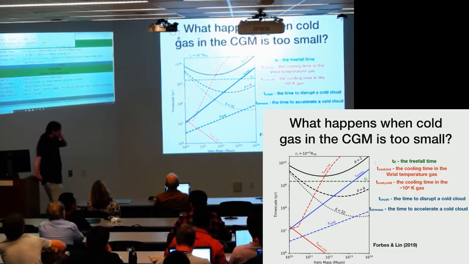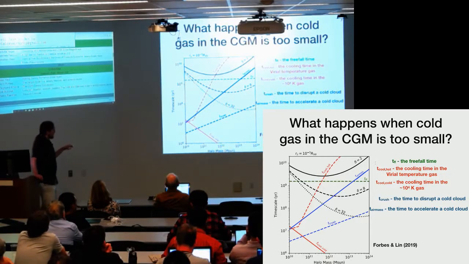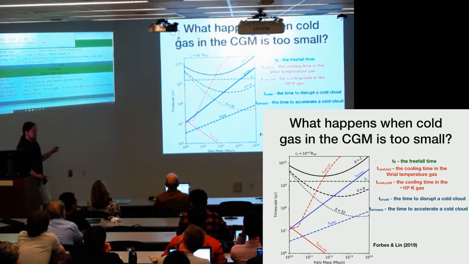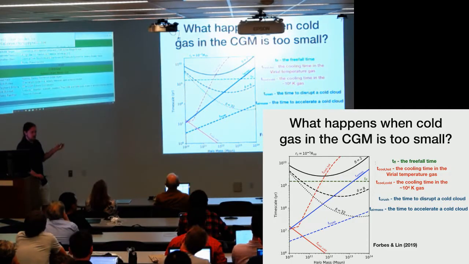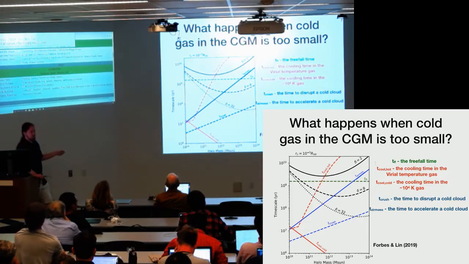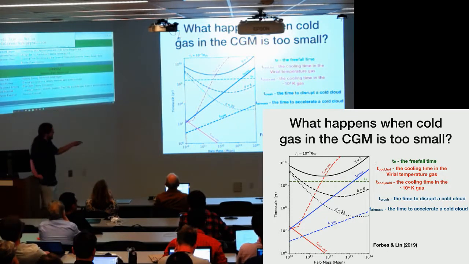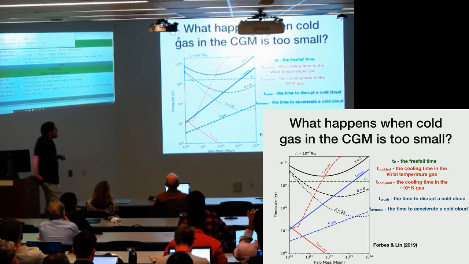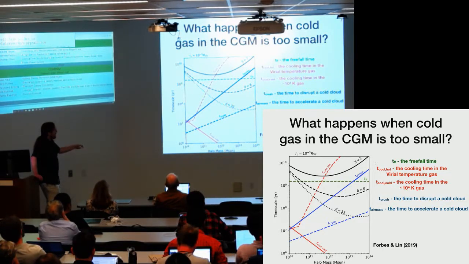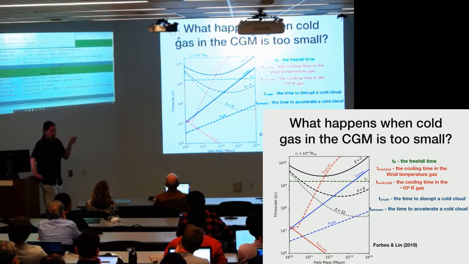There's a lot going on in this diagram, so let's step through it one thing at a time. This is a rudimentary model of the CGM, basically. On the x-axis here, we have halo mass. On the y-axis, we have various time scales. The first time scale is the free fall time, which is the dynamical time in the halo. Next, we have the cooling time. There's a cooling time in the hot gas, and we're also assuming that there's a cold phase at 10 to the 4 Kelvin. And these are the cooling times of each of these phases.